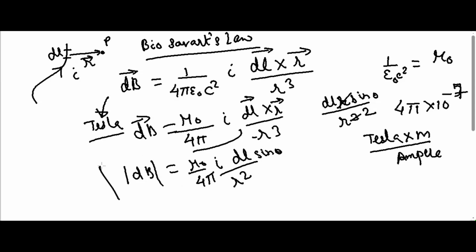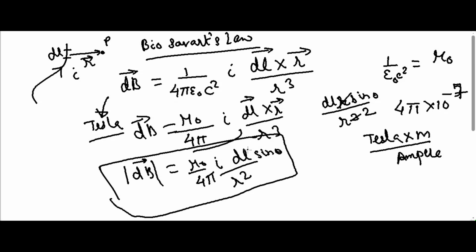So this is one formula which we will use again and again. We generally will not require the vector form of the Biot-Savart law, but the magnitude of dB, which will be used to derive the magnetic field due to some known cases or some useful cases. Again and again we will be using the magnitude of magnetic field is equal to mu naught by 4 pi I dl sin theta by r squared.